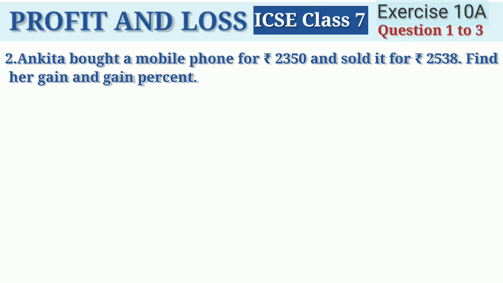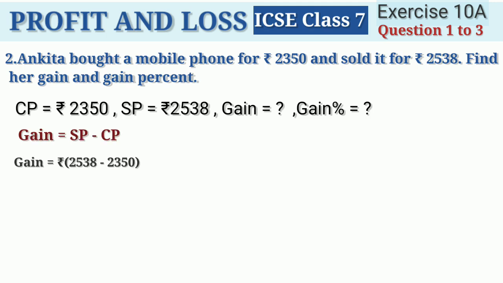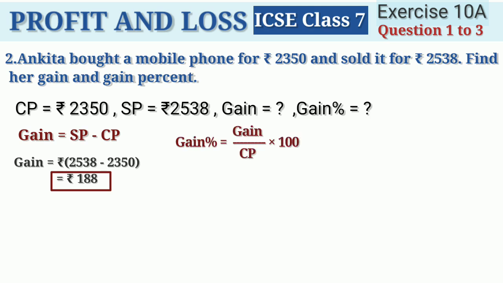Let us first write down what we have. Cost price CP is equal to 2350, selling price 2538, gain we have to find, gain percent we have to find. First step will be to find gain by using the formula selling price minus cost price, that is 2538 minus 2350, which on subtraction gives us rupees 188. So gain is 188.